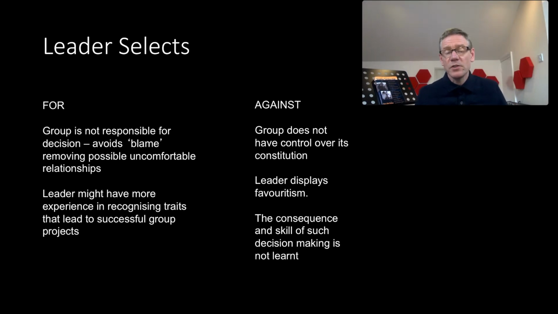So, what are the pros and cons of doing this? If we think about a leader selecting, well, for, you've got the fact that the group is not responsible for the decisions. That avoids blame, removing possible uncomfortable relationships. You can blame the leader. You're not going to be having that particular issue with other people in the group because it wasn't their fault who was chosen to be in it. And it might be that the leader has more experience in recognising the traits that lead to successful group projects. So having the leader who chooses the group has some benefits.